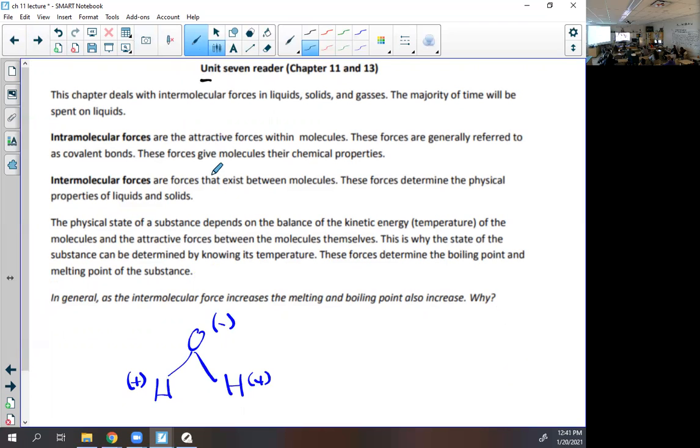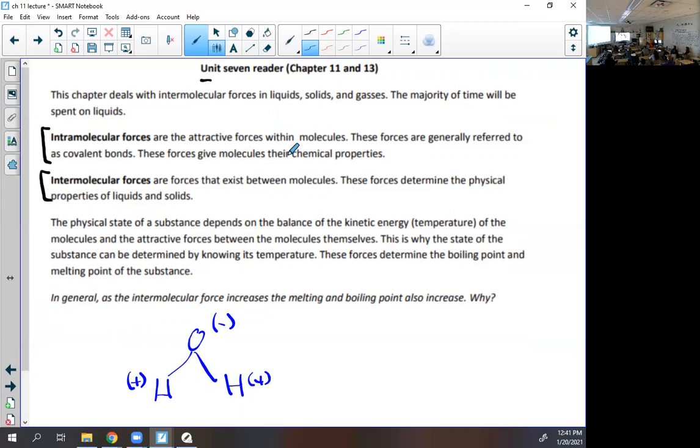Unit 7. The next test is 11 and 13, by the way, and they do relate to each other. If you wonder about chapter 12, don't read it. It's not on the AP test. It's not covered in this class. This chapter deals with intermolecular forces in liquids, solids, and gases. The majority of time will be spent on liquids. So here are the definitions. I will print this out and give it to you tomorrow.